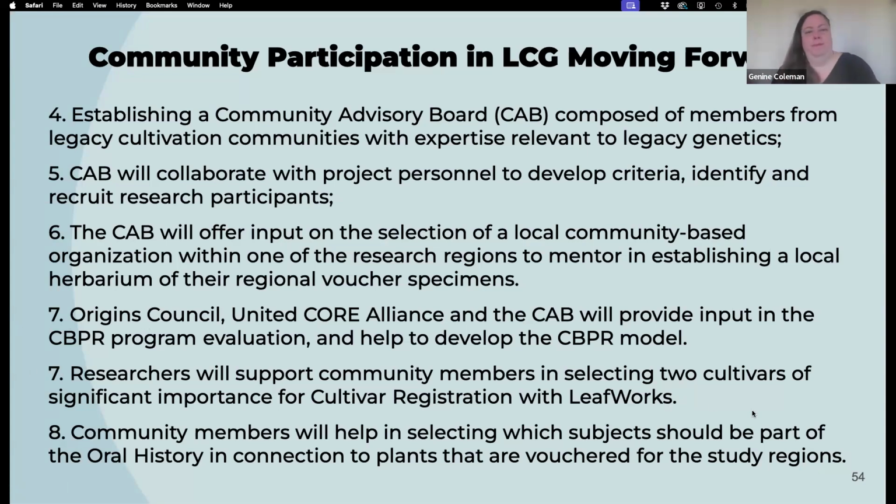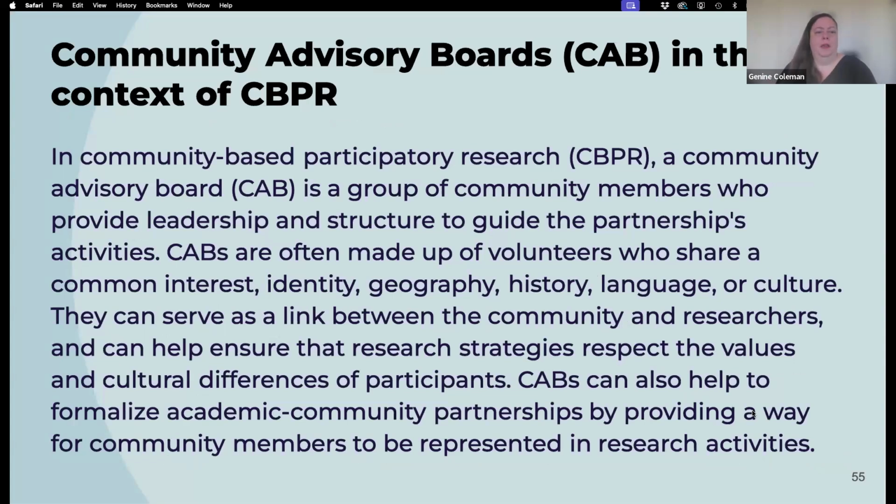Next slide, please. So now I want to talk broadly about community advisory boards and their role in the context of CBPR. In community-based participatory research, a community advisory board, which I've been referring to as a CAB, is a group of community members who provide leadership and structure to guide the partnership's activities. CABs are often made up of volunteers who share a common interest, identity, geography, history, language, or culture.